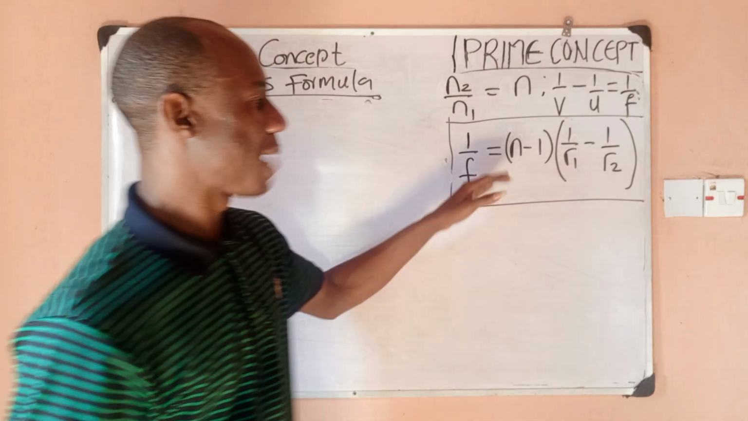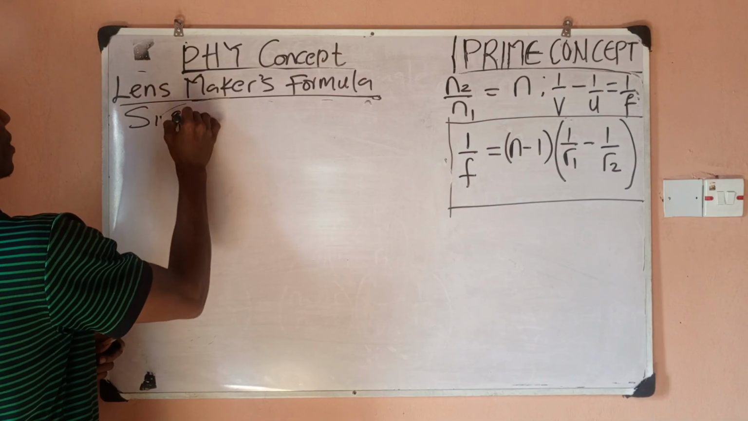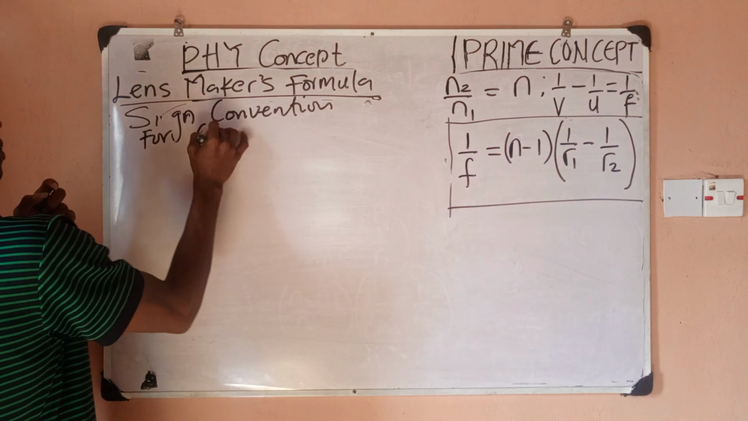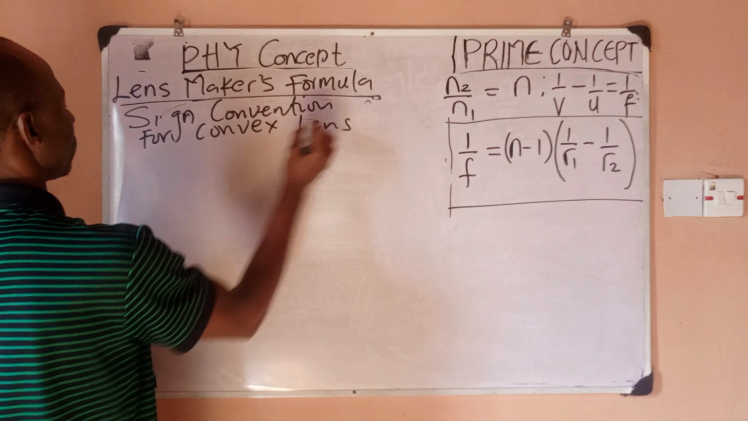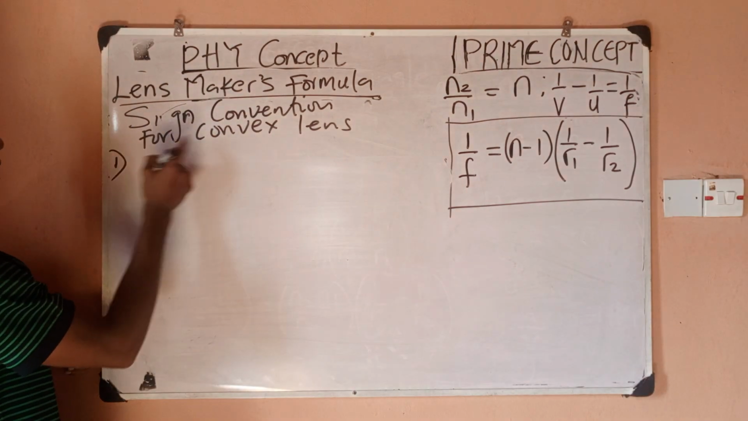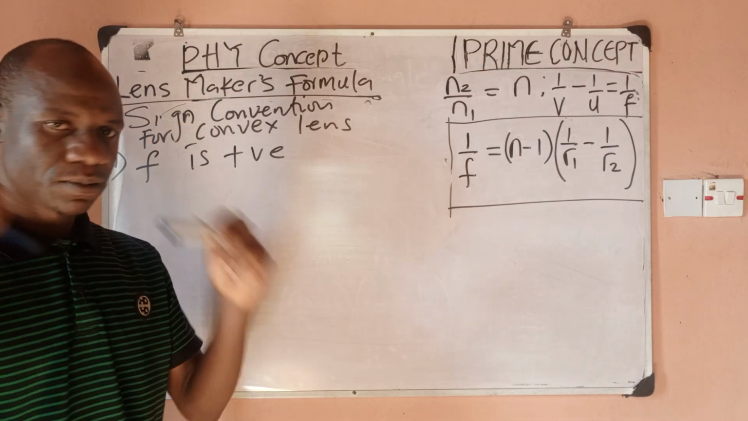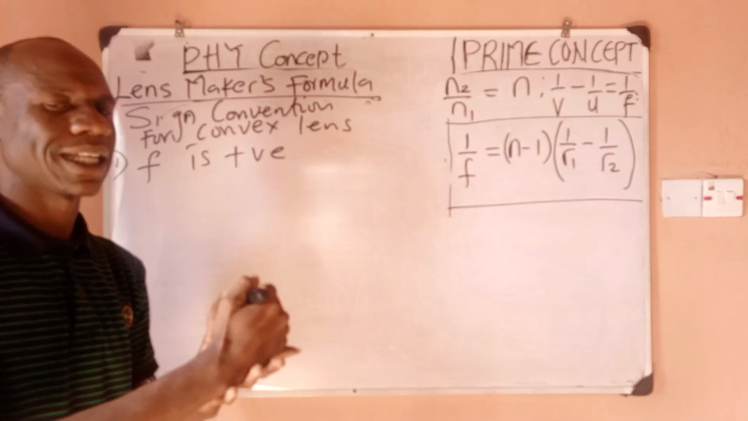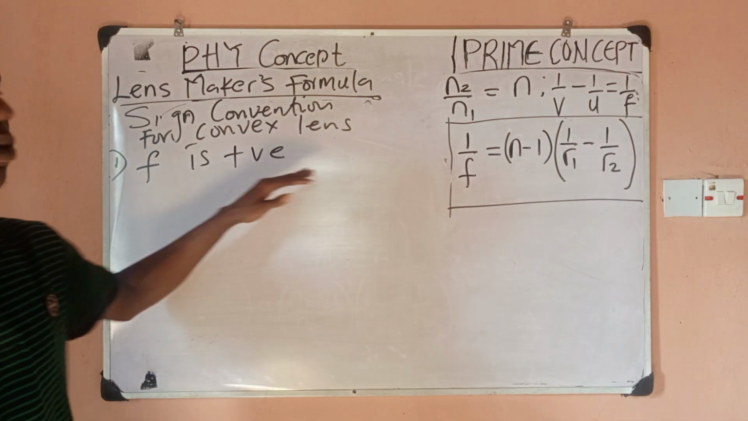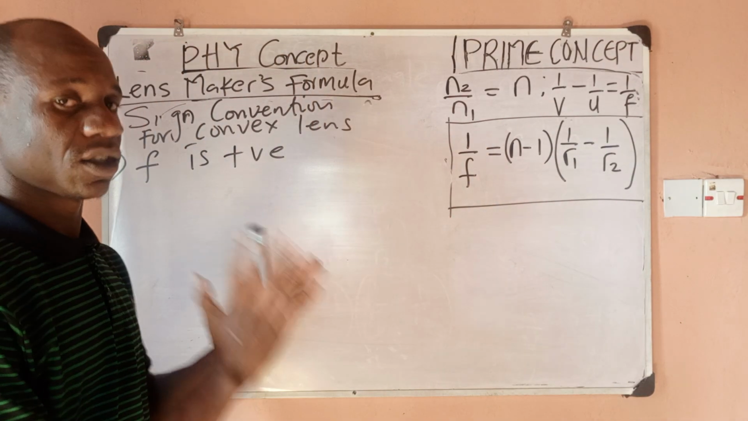Now, how do we apply this formula? The sign convention. Now for a convex lens, let's do the convex lens first. You should know that for a convex lens, your F is positive. So if they tell you a convex lens, then it means F is going to be positive. Now, refractive index does not have a convention. It's always a positive quantity.